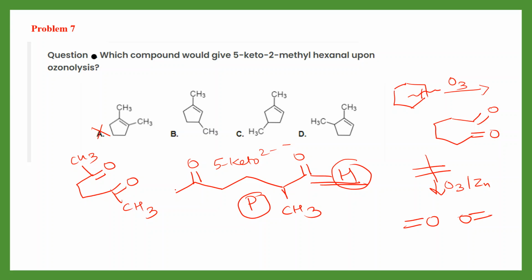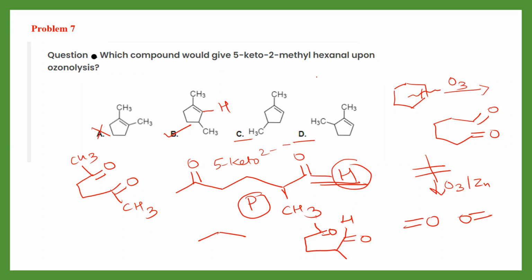Yes, ma'am. In option number B, if we look at it, it will form this. See, now you have one hydrogen on the alkene. Can this be the correct option? Let's see. 2-methyl, 3, 4, 5-keto. Yes, option B can be correct. Now, can anyone tell me why options C and D are not correct? Draw the product and tell me what product you are getting.